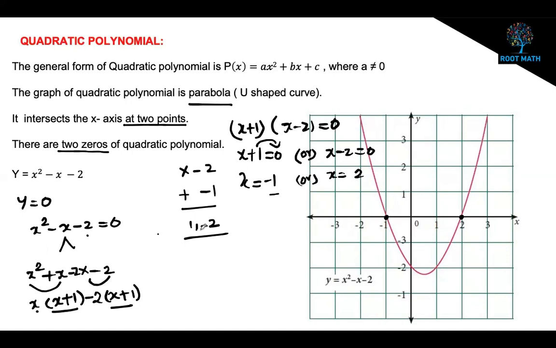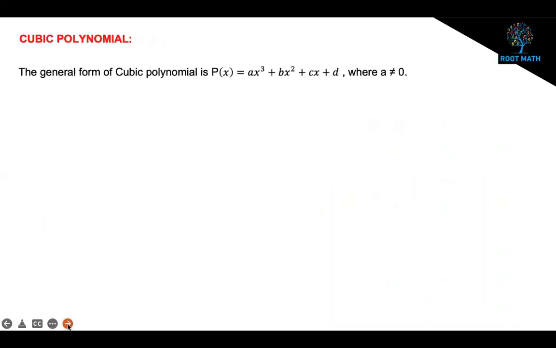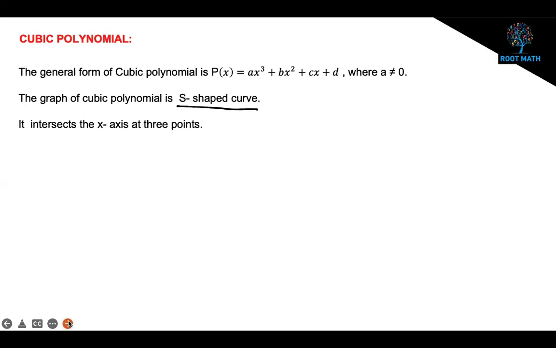So what we have done here by factorizing is the algebraic method. In the graph also you can identify them, that is the graphical method. Now we are going for the cubic polynomial. Cubic polynomial means the degree of the polynomial is 3. So ax cube plus bx squared plus cx plus d is the general form of the cubic polynomial. Here again, a should not be equal to 0. And since it is a cubic polynomial, degree is 3, definitely the curve must intersect the x-axis at 3 points. So if the curve is an S-shaped curve, it intersects the x-axis at 3 points and it has 3 zeros.